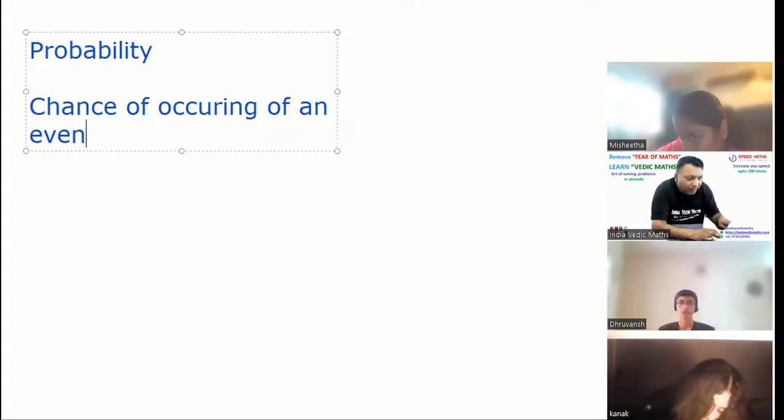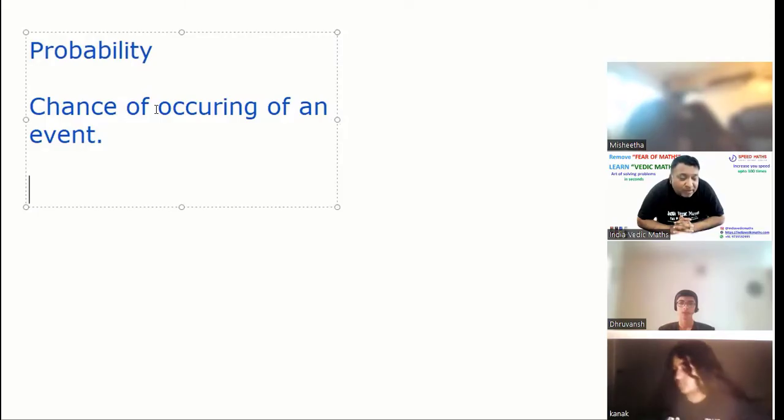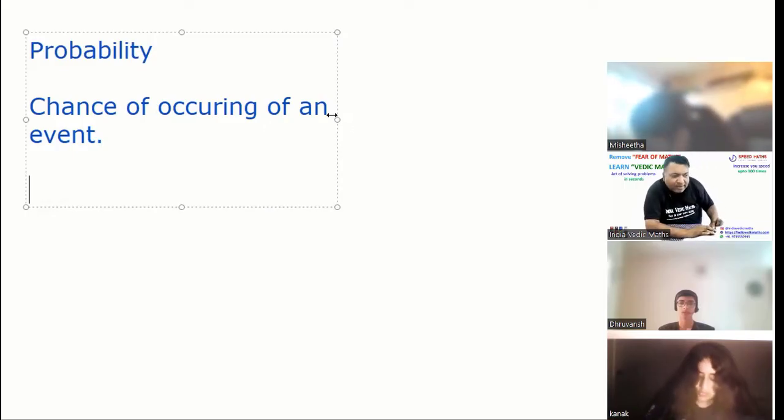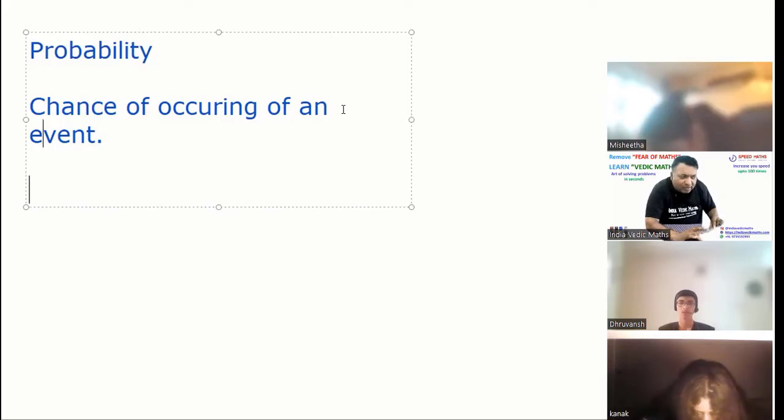of an event. For example, Vedant looks at the sky and says, okay, today it may rain. That is not quantifiable. But if he says, oh, today there is a 50% chance of rain, the probability is 50%. Probability means chance of occurring of an event. We will talk about a lot of definitions here, and then very easy things. What is an event? What is a chance?